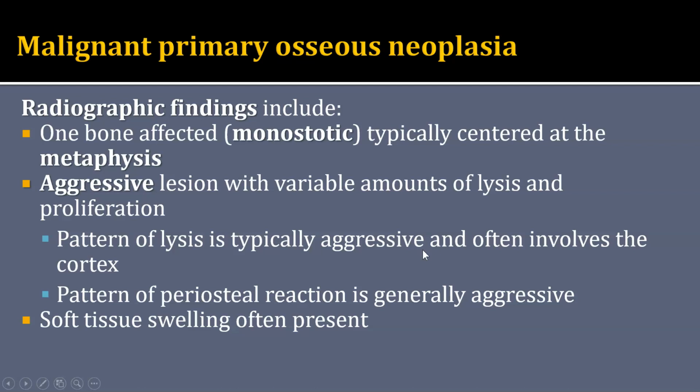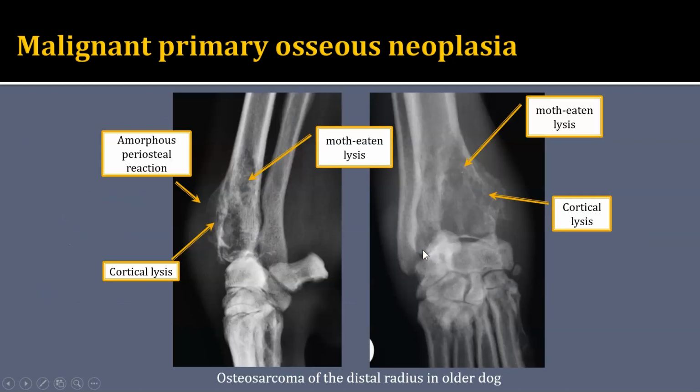Now, the radiographic findings are obviously nonspecific. So aggressive bony lesions can be caused by other things. And the other thing to keep in mind is we cannot reliably determine the type of primary bone tumor from the radiographic appearance. Here's an example of a primary bone tumor in the distal radius of an older dog.